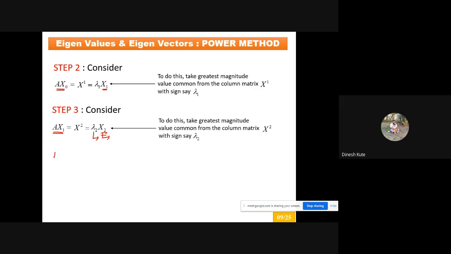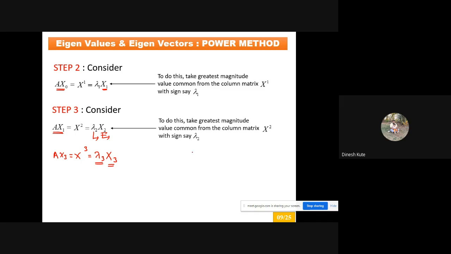So in the next step, you have to consider A x2, the product of matrix A with this x2. You will get some column matrix. Again, from this, take the largest magnitude eigenvalue common, that will be say lambda 3, and whatever remains in that column matrix is denoted by x3. Now this becomes your third iteration for the largest eigenvalue and the corresponding largest eigenvector, and you continue this process.